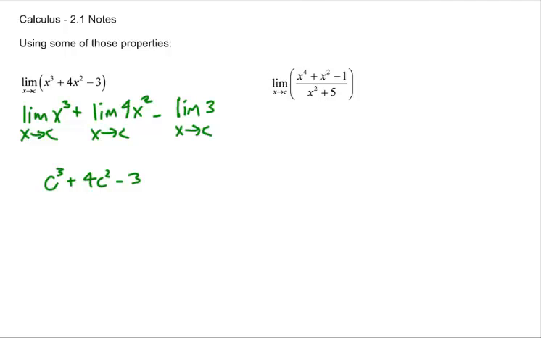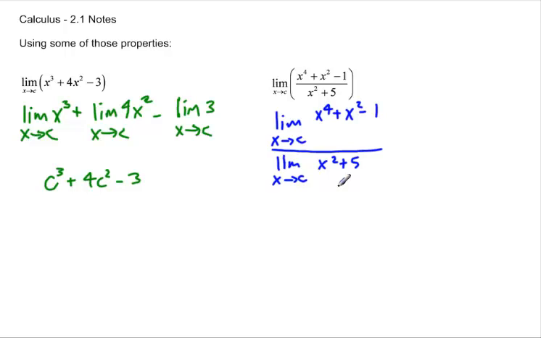But what about a different problem? That's just adding and subtracting, you might say. What about if I have division? It's the exact same steps. So we're going to look at the limit as x approaches c of the same type of stuff. Let's just look at it this way: x to the fourth plus x squared minus 1, divided by the limit as x approaches c of x squared plus 5.